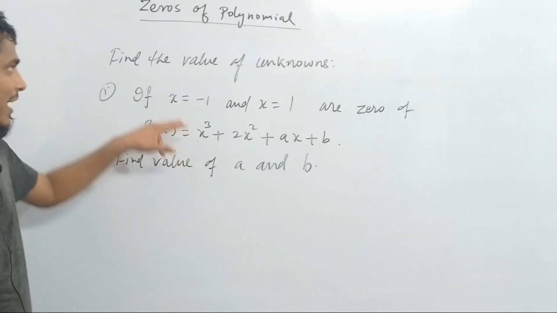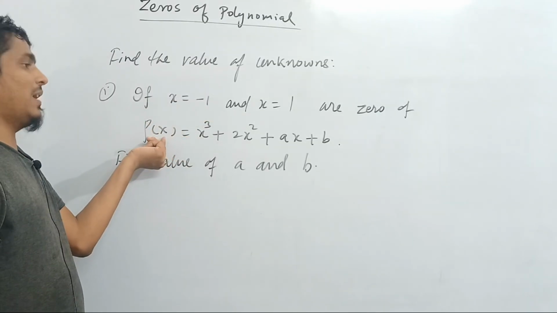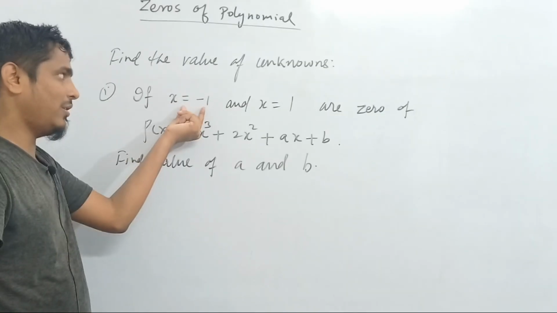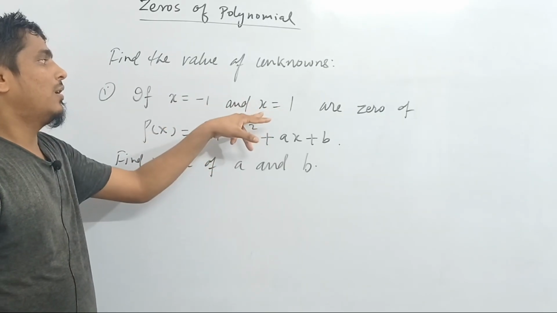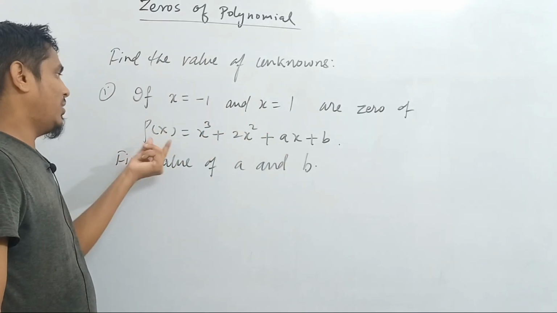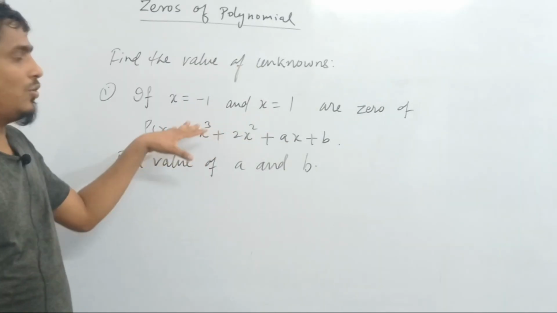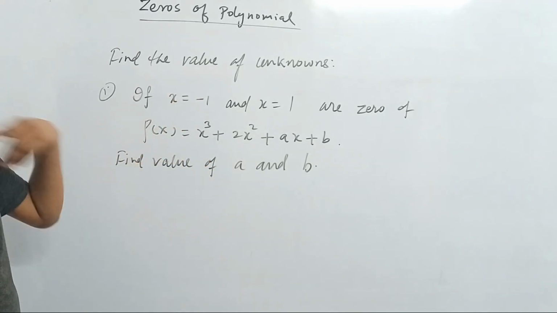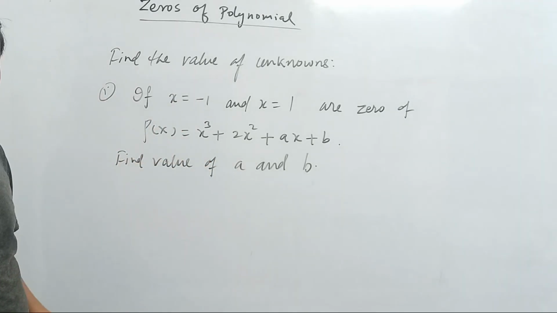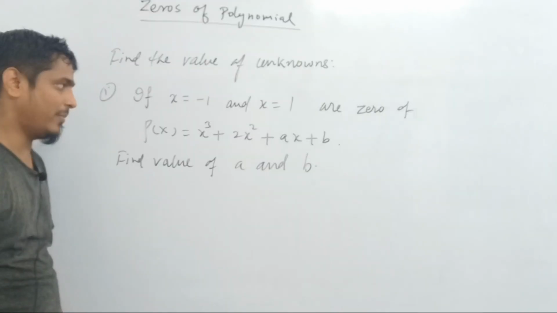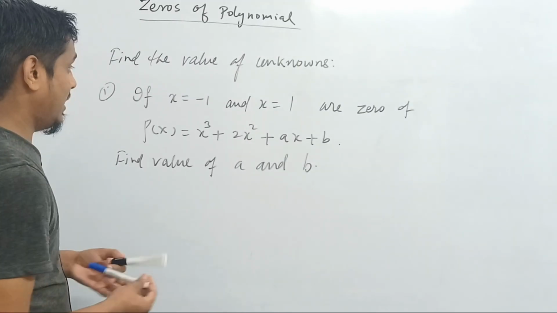It means if we put x equal to minus 1 in this polynomial, it is going to be equal to 0, as this is a zero, and the same way we'll put x equal to 1, which is going to give the p(x) value to be 0. In this way we'll get two equations in two variables. We need to solve that by using any of the methods. I'll discuss the method of solving a pair of equations in two variables. So let's see what is given.